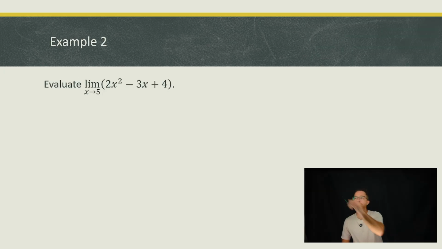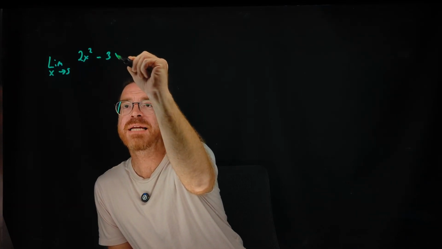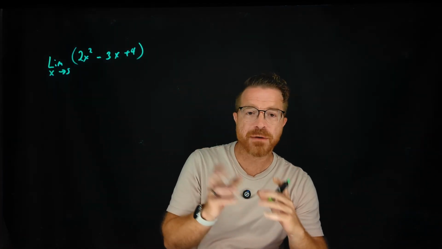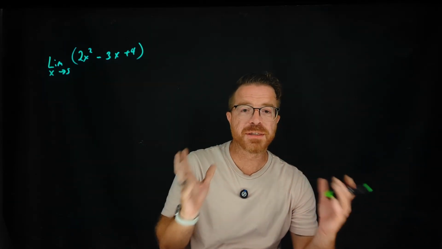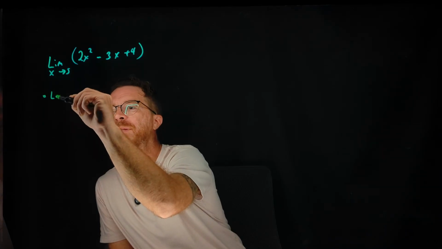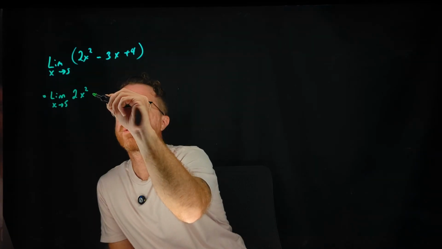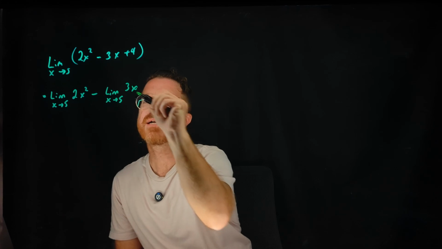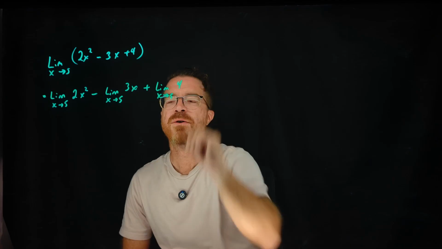For our next example, we want to evaluate the limit as x approaches 5 of 2x squared minus 3x plus 4. Now we're going to be using the property where we have the limit of some function plus or minus some other function, but in this case we have 3 functions. Well, this still works. It follows the same trend, so this is going to end up being the limit as x approaches 5 of 2x squared, minus the limit as x approaches 5 of 3x, plus the limit as x approaches 5 of 4.